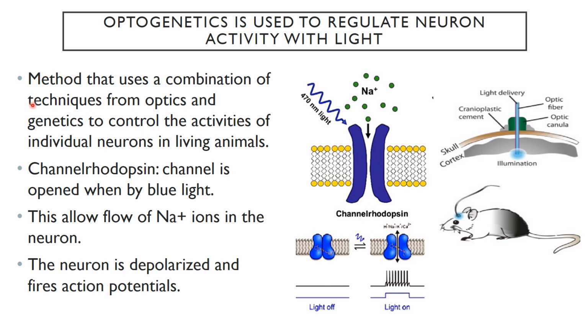This kind of optogenetics uses a combination of techniques from optics and genetics to control the activities of individual neurons in living animals. It uses what's called channelrhodopsin. This is a channel that is taken from rhodopsins. I've talked about this before, but I'm going to go through it again because this is a very important, critical technique that's now being extensively used in neuroscience. It is sensitive to light. In this case, this particular channelrhodopsin is sensitive to 470 nanometers of light.